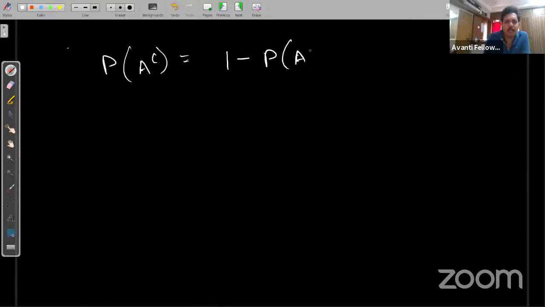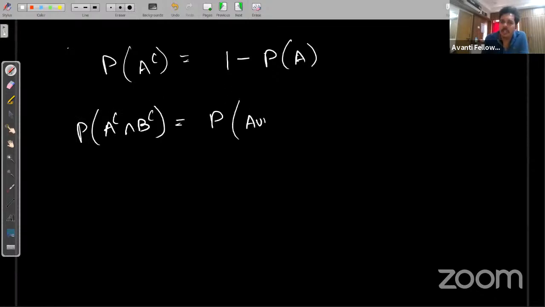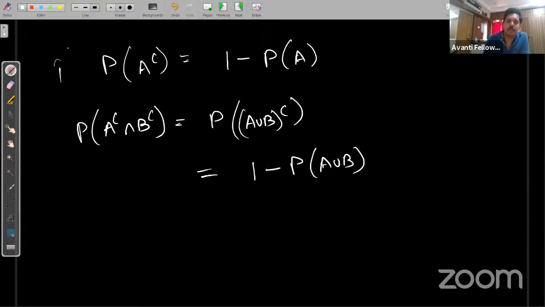So the summary I'm just telling you, look at here. P of A complement is equal to 1 minus P of A. Okay. So if another one is P of A complement intersection B complement, what is it? It is nothing but P of A union B whole complement. You agree? That is equal to 1 minus P of A union B. Okay. So please remember these two. Very, very important, guys. Understood, everyone? Guys, clear or not? Please tell me.